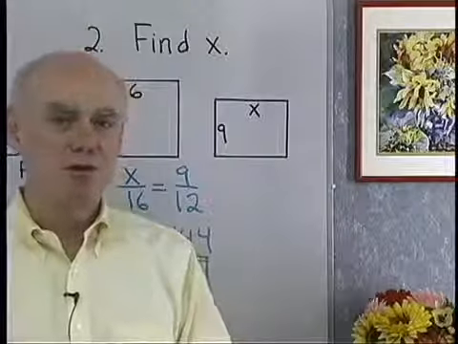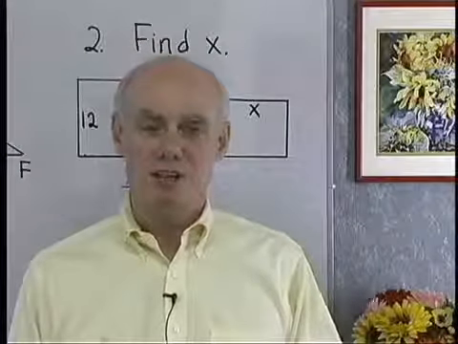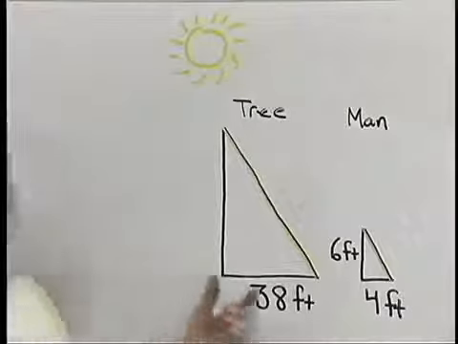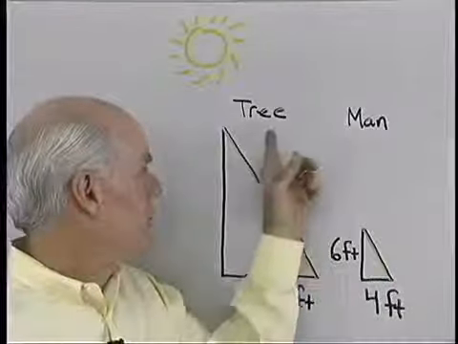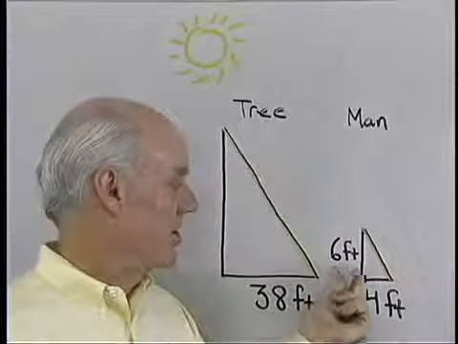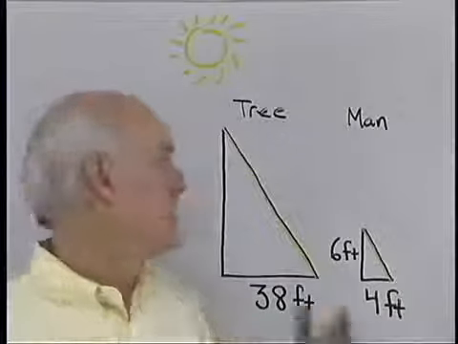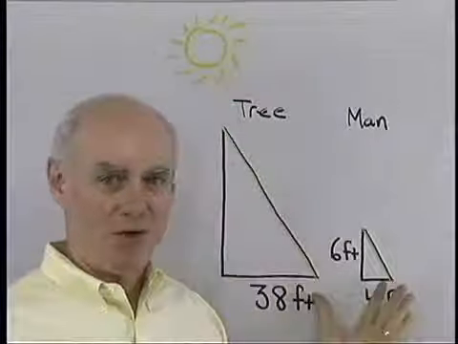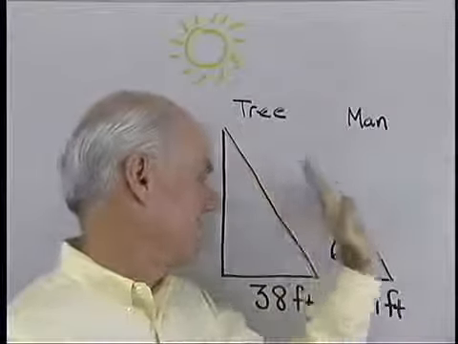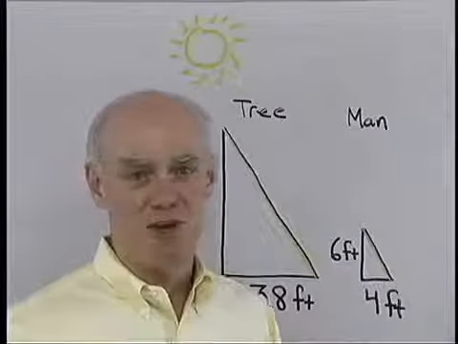So again, if two figures are similar, then corresponding sides must be in proportion. Let's look at one last problem. In this problem, a tree casts a shadow 38 feet long when a 6-foot man casts a shadow 4 feet long. Now, what you have to assume about a problem like this is that the rays from the sun are what cause these shadows to be whatever length they are, and that the rays from the sun come down parallel to each other so that we end up with two similar triangles.